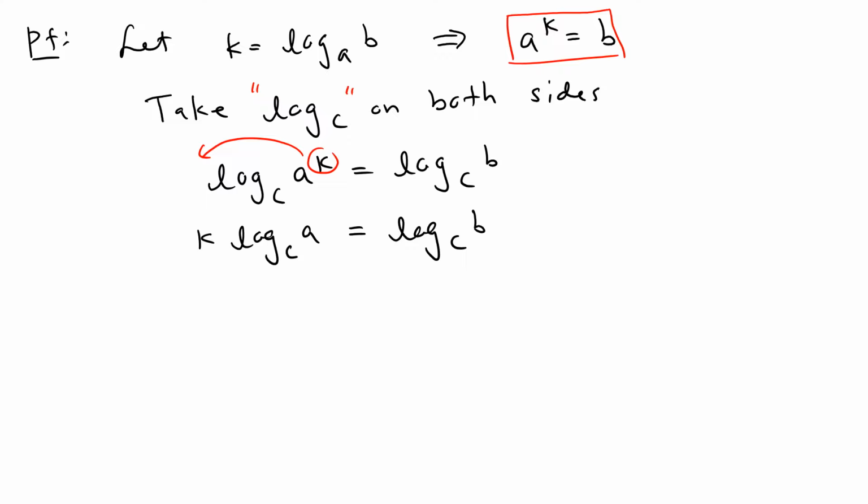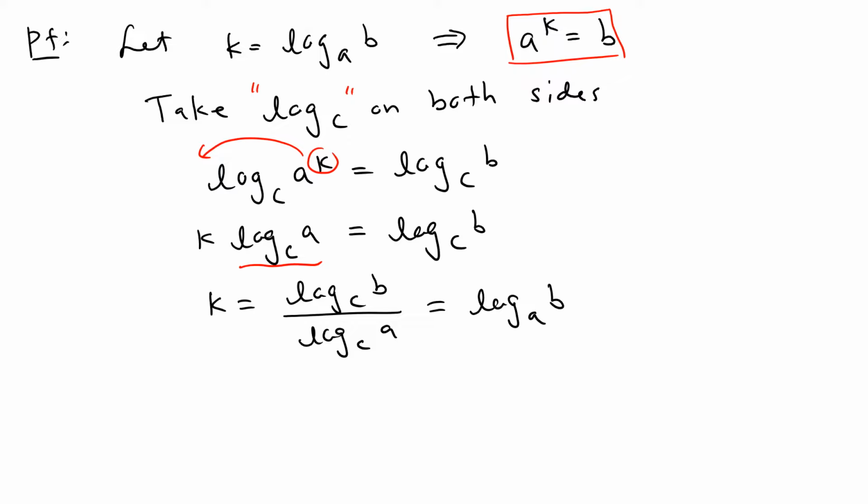Now we can divide by log c a, so once you divide, you get k equals log c b over log c a. That's exactly what we want to prove, because we know that k is simply log a b. So that's a proof. It's a very short proof. We use a special trick here, which is a common trick. We take the natural log. This is not the natural log, it's log c of both sides, because we have a to the k equals b. We just take the log of the expression.